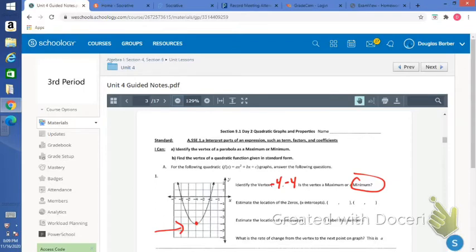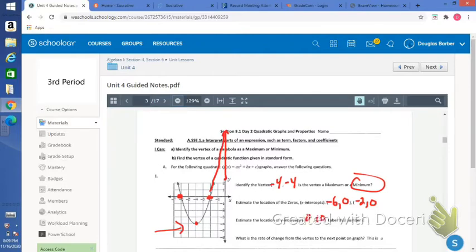Estimate the location of the zeros or the x-intercepts. So where does the graph cross the x-axis? Here and here. And let's label those, or the ordered pair for those points would be -6, 0, and -2, 0. The y-intercept, estimate the y-intercept. Well, this is definitely an estimation because the graph would intersect the y-axis somewhere up here, so if I were to guess, I don't know, 0, 10.